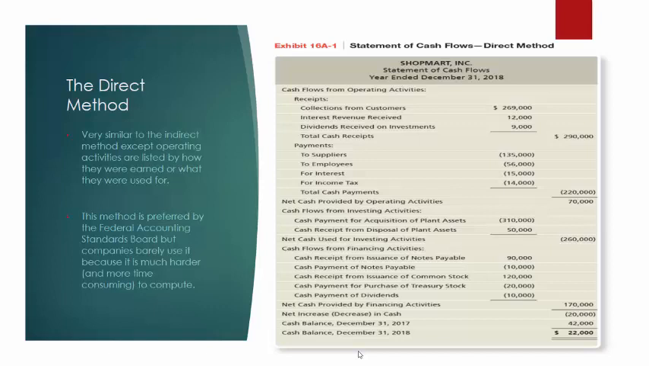If you are paying cash for something, your cash is going to be going down. If you're selling something and taking in cash, well, then your cash is going to be going up. Where this method differentiates from the indirect method is the operating section.